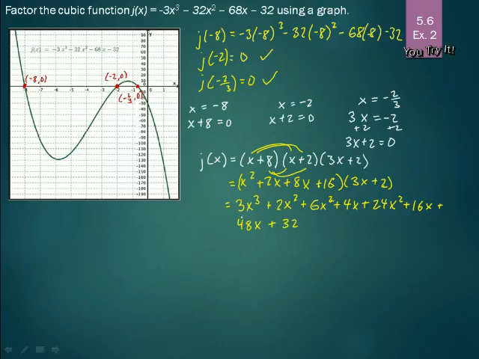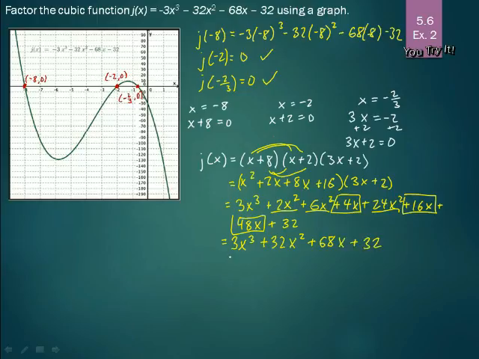So now combining like terms, we only have one x cubed term, so that's going to stay there. And then we have a 2x squared, a 6x squared, and a 24x squared. So 2 plus 6 is 8, plus 24 gives us 32. And then plus 16x plus 48x plus 4x gives us, well, 16 plus 4 is 20, plus 48 is 68x. And then we still have plus 32.